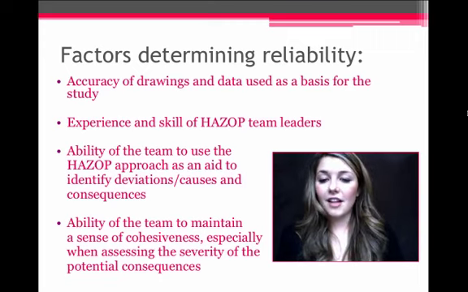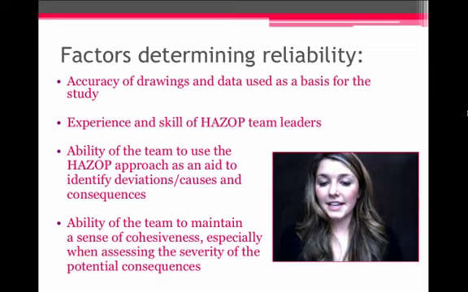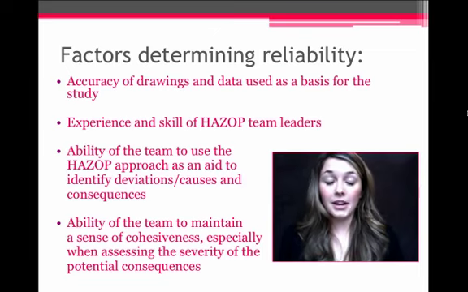The experience level of the team leaders. Are they highly skilled in brainstorming and developing the HAZOP plan? Is the team that is using the proposed safety plan able to implement it effectively? Lastly, is the team able to maintain a sense of cohesiveness and continuity among its members?